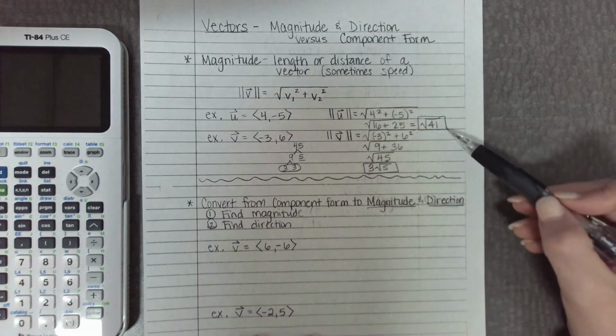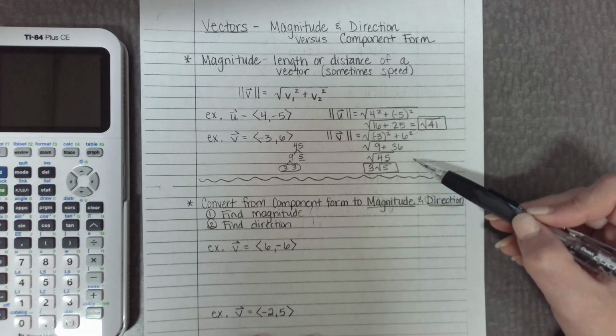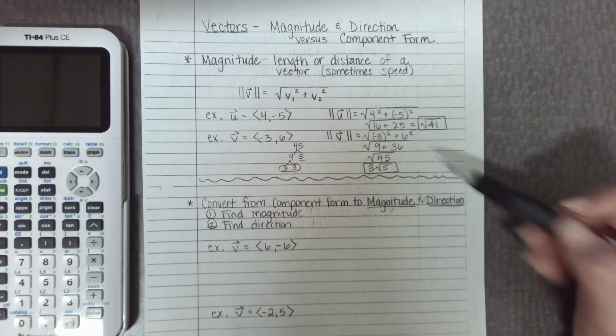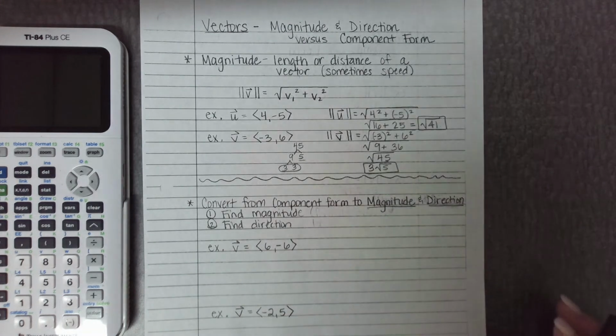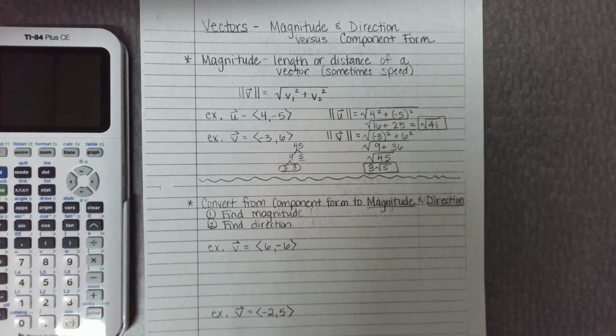So you want to practice giving these magnitudes in simplest radical form, unless you're told to round to a decimal. Then you can get a decimal answer. Okay, so that's what magnitude is. So now let's practice going back and forth between component form and magnitude direction form and vice versa.